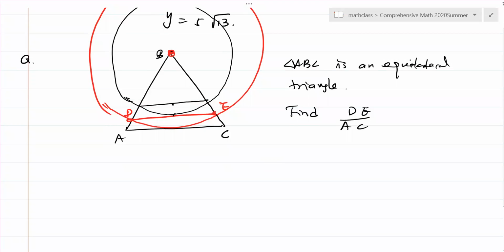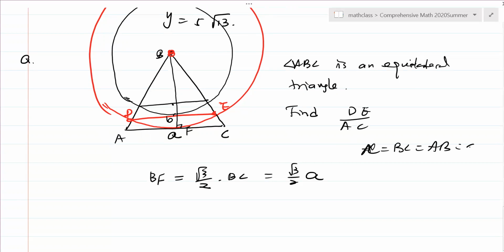So I call this side A, and this side B. I want to find B in terms of A. How do you solve this problem? First of all, you need to find this height, let's call it BF. BF is going to be square root 3/2 times the side BC. BC is A because it's an equilateral triangle. Equilateral triangle means AC equals BC equals AB equals A. That is the definition of an equilateral triangle.